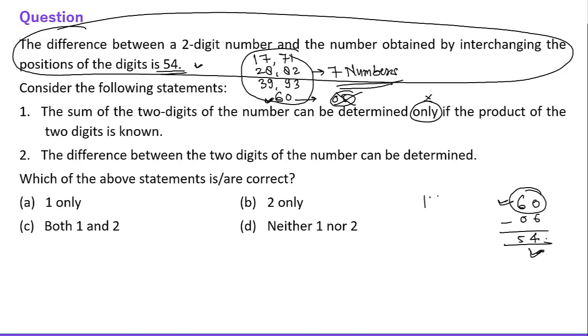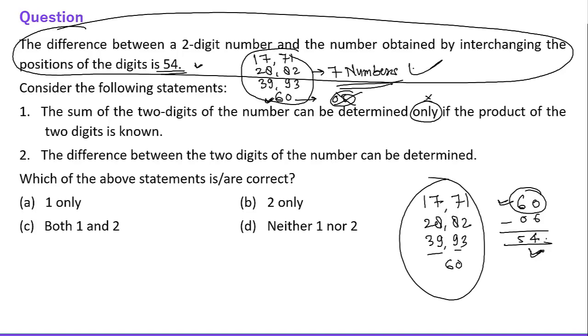But in the case of 17, 17 will also be an answer, and 71 will also be the answer. In the case of 28, 28 is also an answer, and 82 will also be the answer. In the case of 39, 39 is an answer, and 93 also is the answer. So in total we have 7 such numbers. So with this information, we can find the numbers.